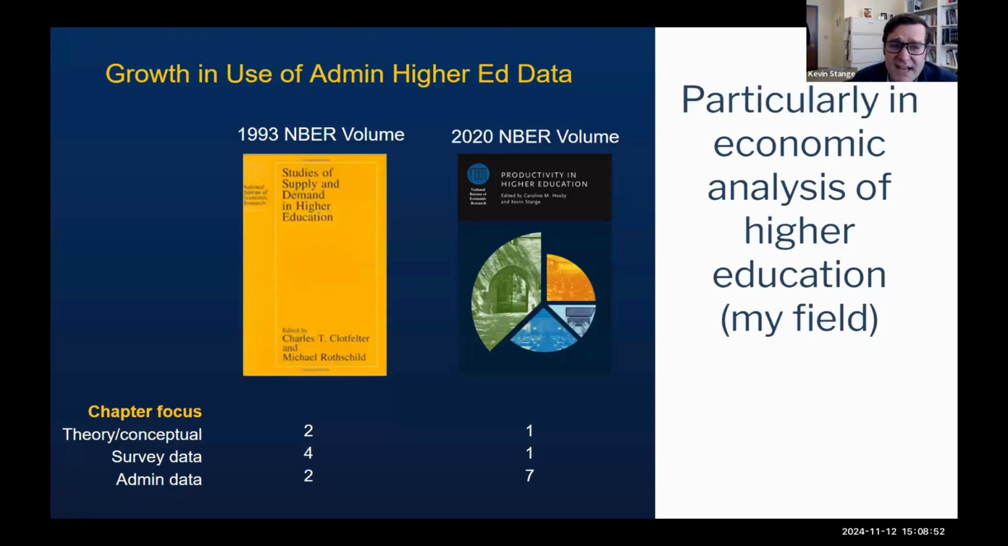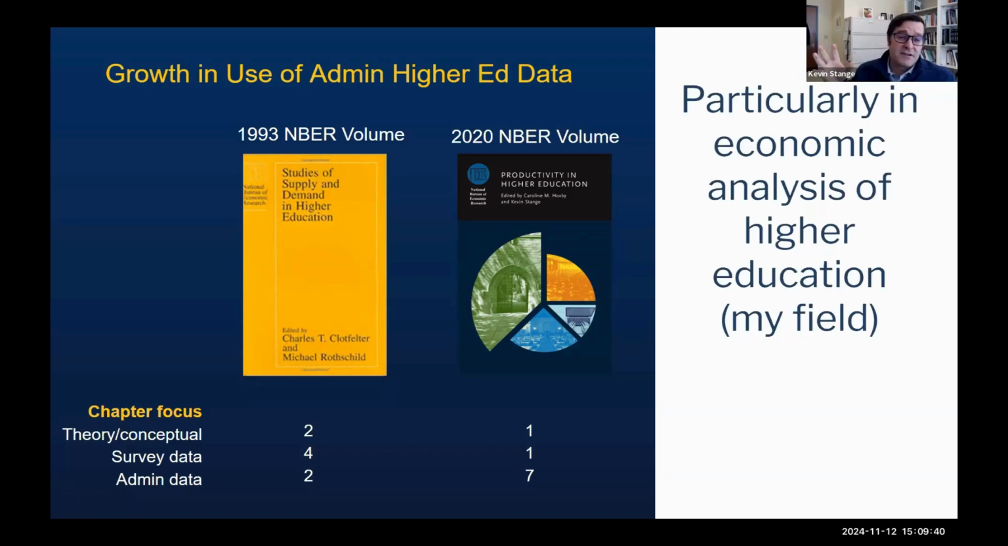This is also true particularly in education. Within education, I mostly work in higher education policy. As a little anecdote to this trend, there were two conference volumes related to higher education institutions: the latter one in 2020 that I edited, and another one 30 years earlier. This shows, of the chapters in those volumes, what share relied on admin data versus survey data versus a more theoretical, conceptual focus. In the book we just edited, basically all but 2 of the chapters used administrative data to study higher education. 30 years ago, only 2 chapters used what we would consider administrative data.